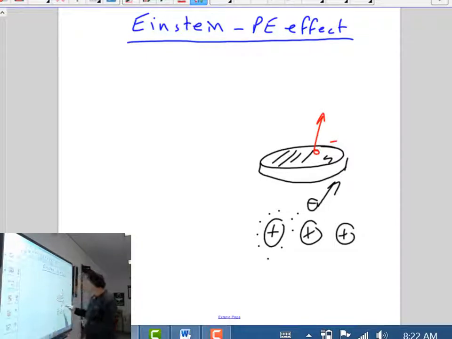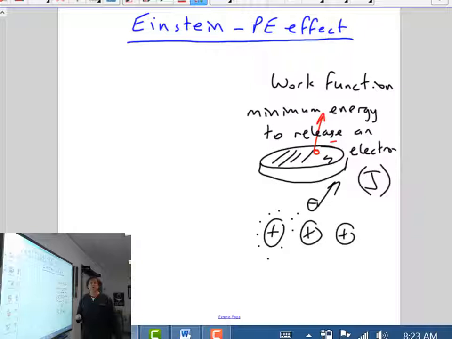So there will be a minimum amount of energy needed to get this electron out, to pull it away from these positive nuclei. And I guess if you look at chemistry, electronegativity is going on here as well for different metal surfaces. So to do that sort of work, it's called the work function. And that's the minimum energy to get it out. So that's the minimum energy to remove it from the surface, and you can do that in joules or electron volts, okay?